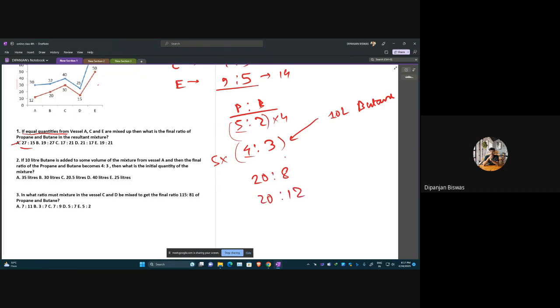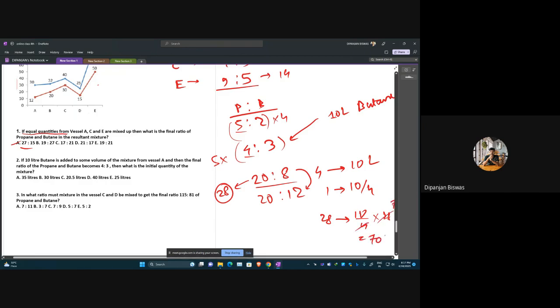Now both the ratios have been equated. As you can see, the propane is same and butane is increasing. So butane is increasing by how much? 12 minus 8, that is 4. And the 4's value is given, 10 liter. So the total mixture in the question, it is being asked, what is the initial quantity of the total mixture? So total mixture is 20 plus 8, that is 28. If 4 is 10 liter, then 1 is 10 by 4 and 28 is 10 by 4 into 28, that is 70 liter.